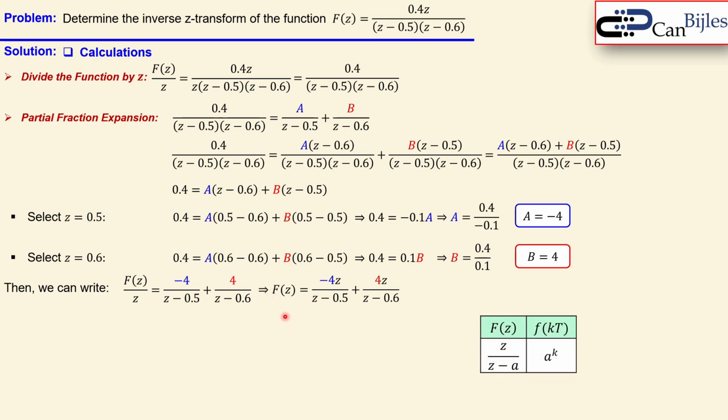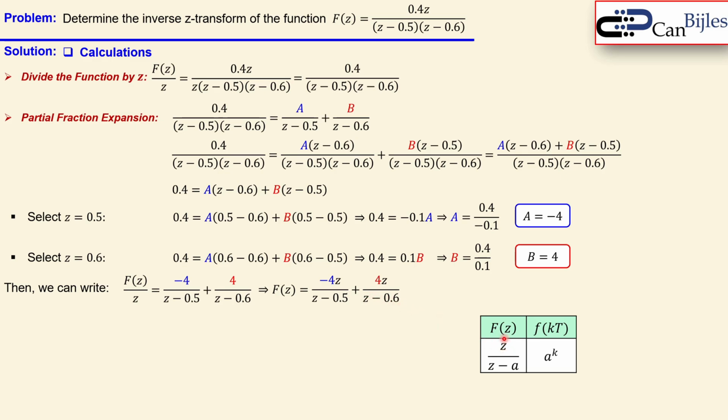And then we need to look at the table. This is now the z-transform of a function, and this is the inverse z-transform of a function. You see here the general expression z over z minus a, where a is a constant, and if you have it in this form, it can be converted to this expression in the time domain, the sample time domain. So you see here a to the power k, and we have it actually here. If you look at this minus 4 and you put it in the front, and also this plus 4 you put in the front, you see here z over z minus 0.5 and z over z minus 0.6.